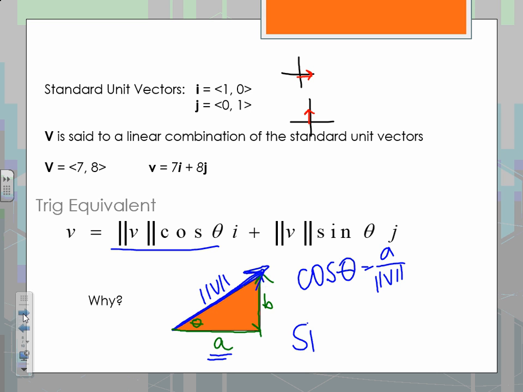Sine of theta is opposite over hypotenuse. Move this over. Our vertical component is the magnitude times sine of theta. Okay?